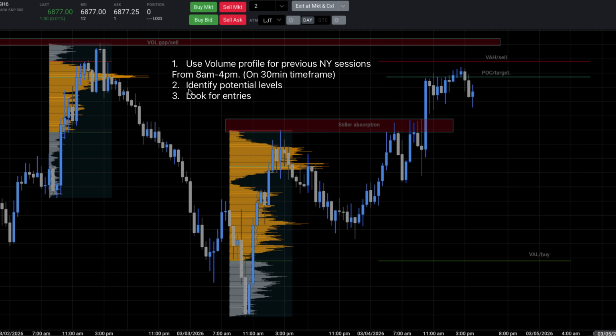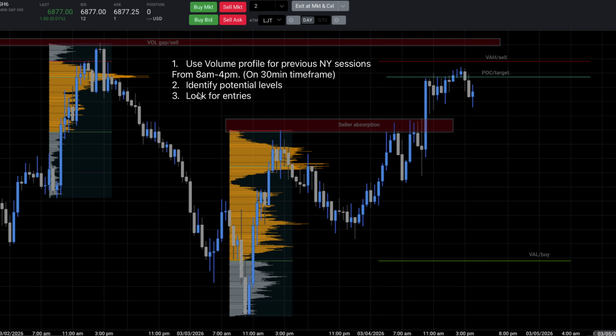After that, number two, I identified potential levels. I already marked out this level 2 days ago, right? So we have this level. I marked out this level right here, the seller absorption. We see it from here, we see it from here. And then I identified the targets for the day, which was this volume area low and volume area high, the target for the day.